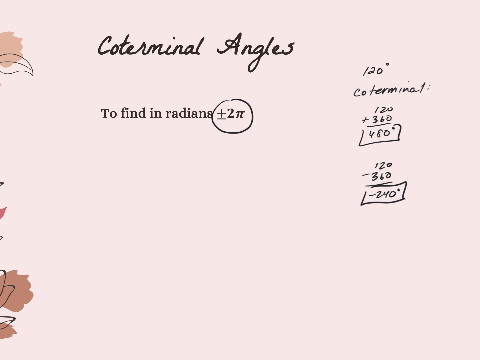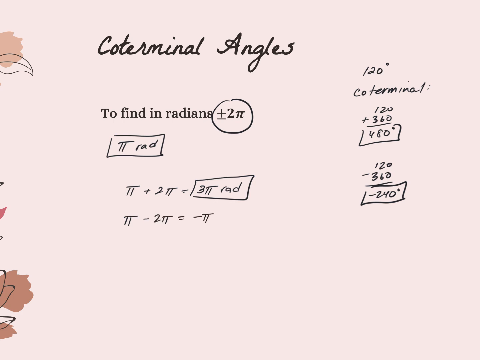Let's say that I give you an angle, pi radians, and I want a coterminal angle to that. We know pi is 180 degrees, right? If I want a coterminal angle, I'm going to take pi and add 2 pi to it. So I know that 3 pi radians is coterminal with pi radians. If I subtract 2 pi from it, I get negative pi. Well, negative pi radians is also coterminal with pi radians.